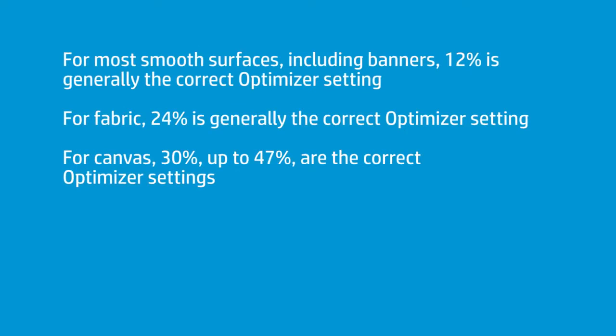For most smooth surfaces, including banners, 12 is generally speaking the right Optimizer setting. You don't have to put less, you don't have to put more. You will get the maximum effect of the Optimizer at 12. Some other materials like fabrics, it's going to be 24. Canvases can start at 30, and I've seen them go as high as 47. 47 is the highest I've ever seen an Optimizer setting, and that is for a particular type of canvas that has a very rough and uneven surface to it.